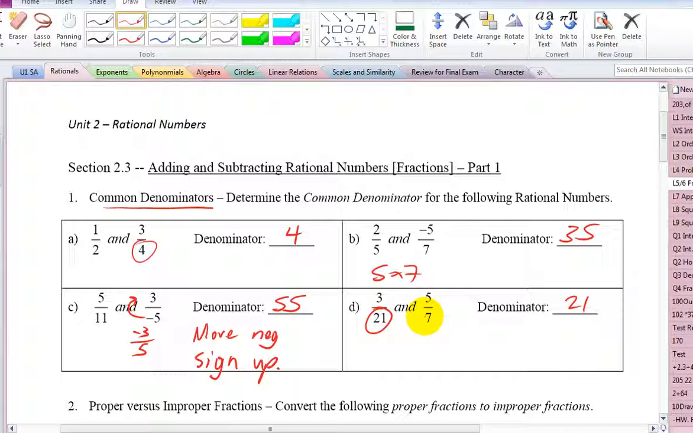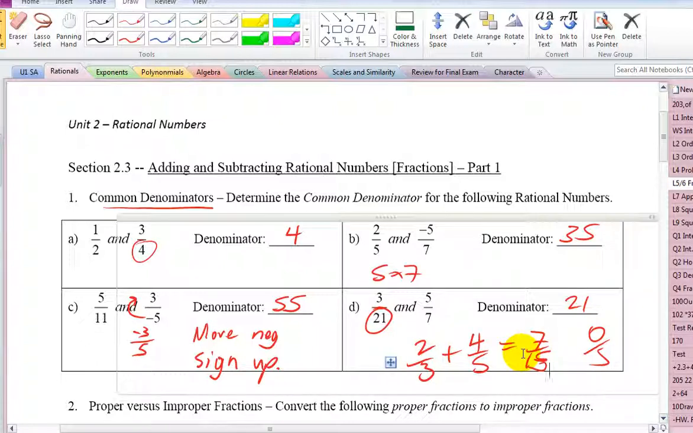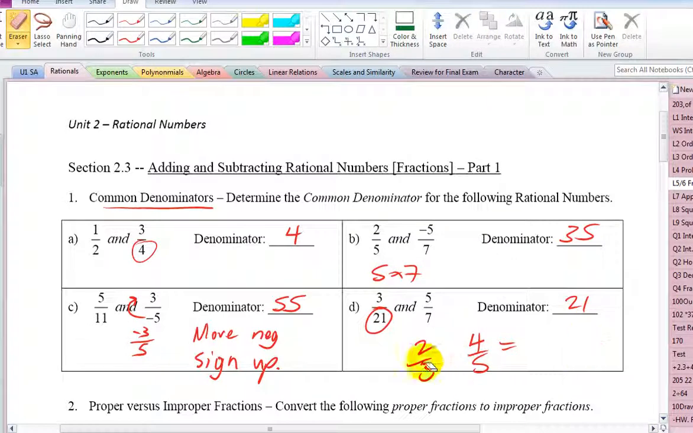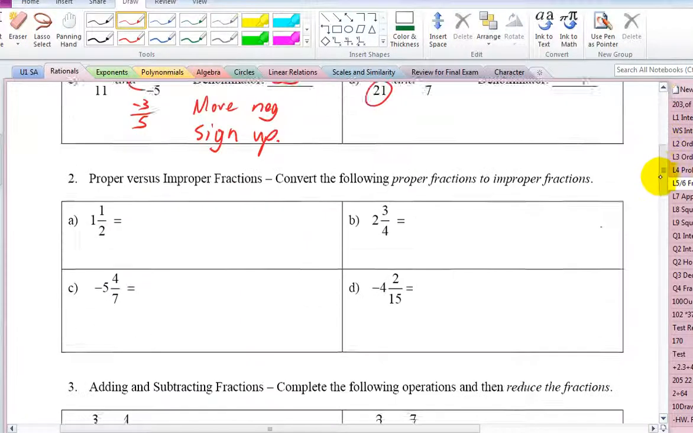You must show your work in your homework. Do not just have answers. Do not have 2/3 plus 4/5 equals 7/15. That would be 0 out of 5. Okay? I don't know what the answer is, but I want to have work. Calculator can help you, but I want work.